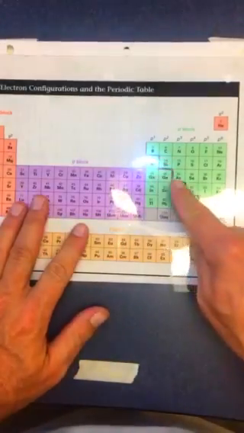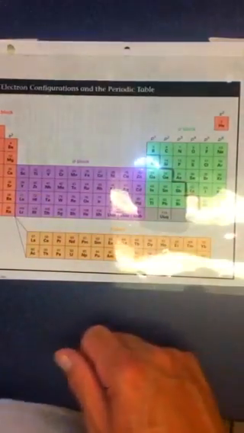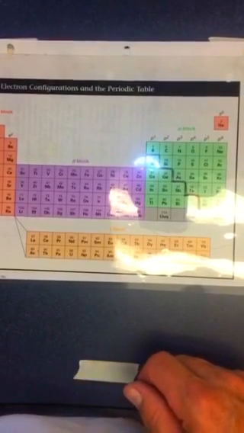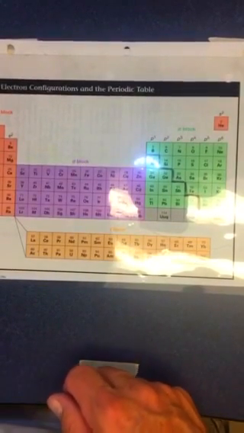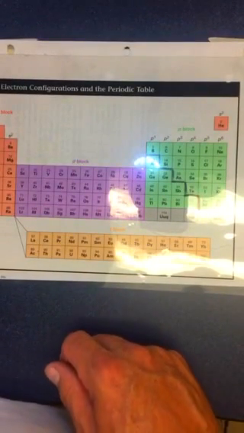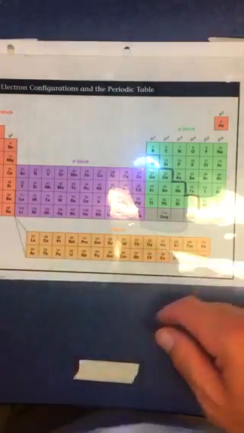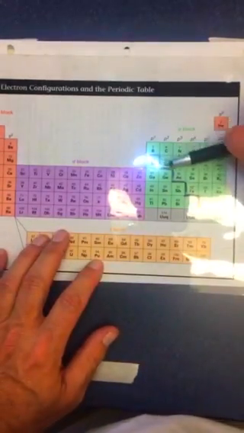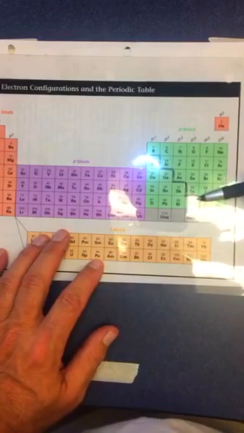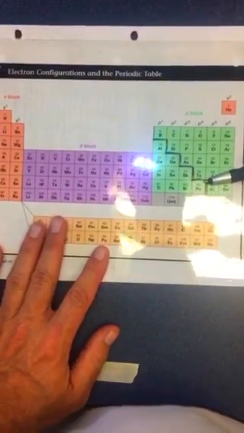Now, the elements bordering the staircase are called metalloids. I'm sure you'll read about this in your book somewhere. I don't know what page exactly. Oh, I see it on page 156. Metalloids are the elements bordering the staircase here. Now, it's not all of them, but it's many of them.